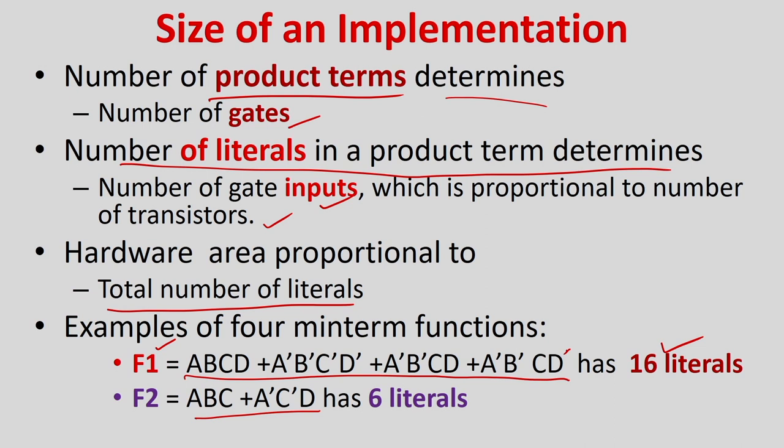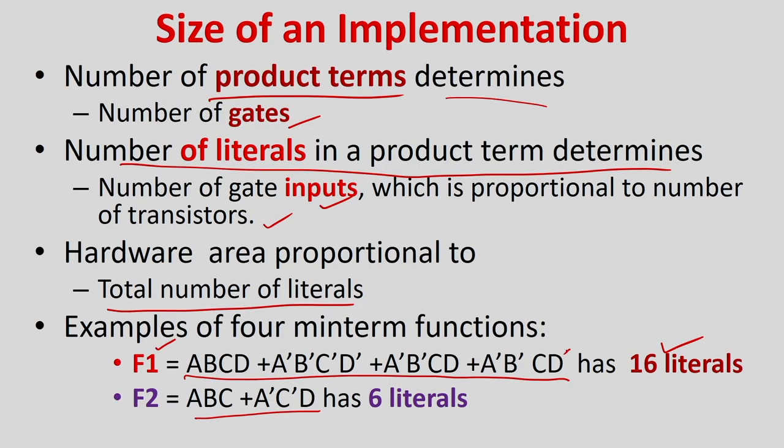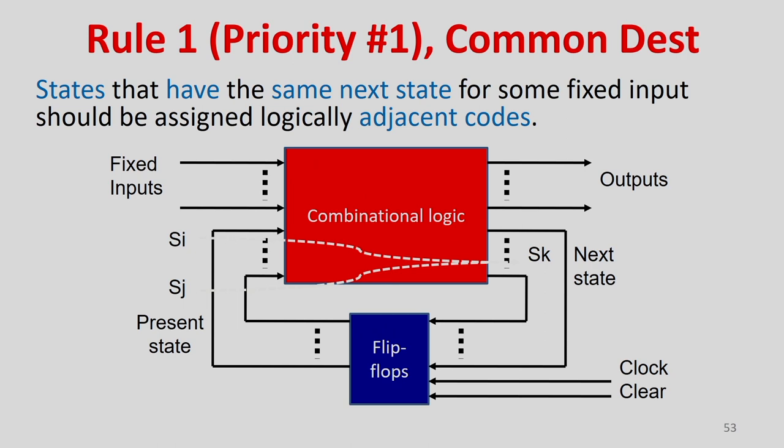And how do we minimize literals? If you can make a large cluster in the K map, it produces smaller logic functions with fewer literals. For larger clusters, nearby places have less Hamming distance. That is the logic, and based on this we formulate heuristic rules. There are 3 rules, and let us discuss them one by one.